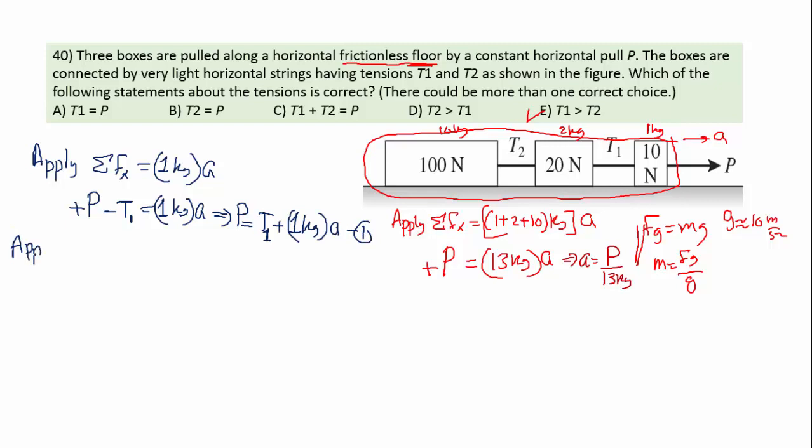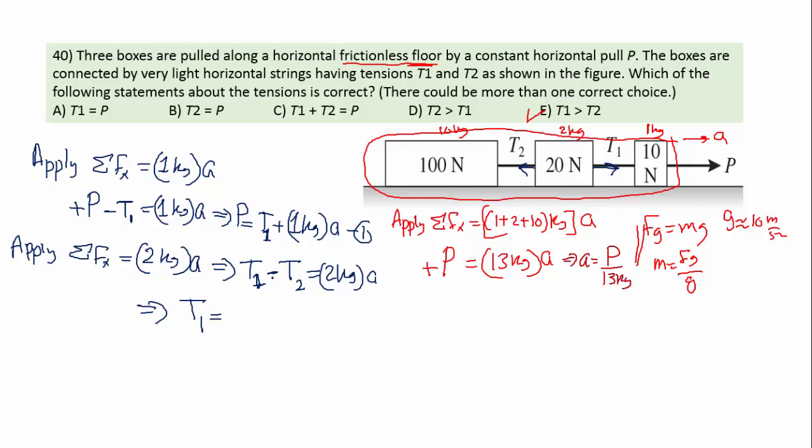Apply Newton's law on the second mass, the sum of the forces in the x direction equal to the 2 kilogram times the acceleration. And here the forces that are acting on the 20 Newton weight in the x direction are two forces. You have T1 in the positive x, and you have T2 in the negative x. So it's T1 minus T2 equal to 2 kilogram times A. T1 is bigger than T2. T1 will be equal to, if you move T2 to the other side, T2 plus 2 kilogram times A, and A is a positive value. It's moving in the positive direction. We can see here that T1 is bigger than T2.